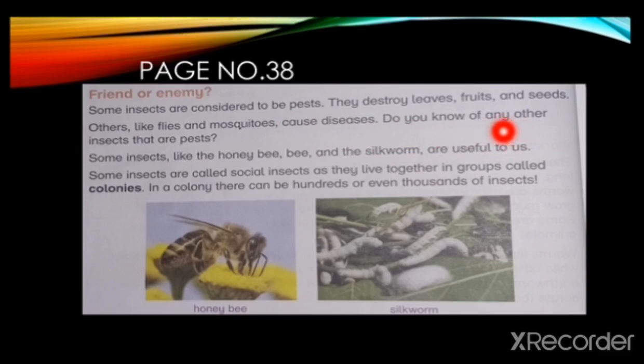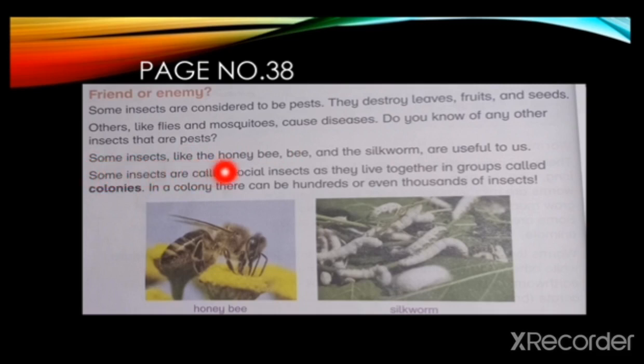Do you know of any other insects that are pests? So I give you the answer to this question: ticks, snakes, wasps, ants and bedbugs. Bed bug means khatmal. I repeat, the insects that are pests are ticks, snakes, wasps, ants, bed bugs, etc. They all are the insects that are pests.